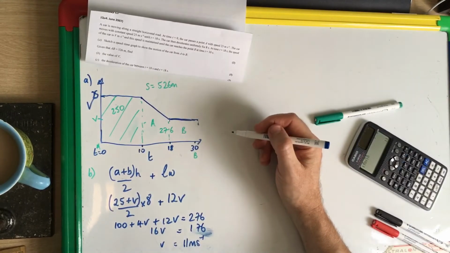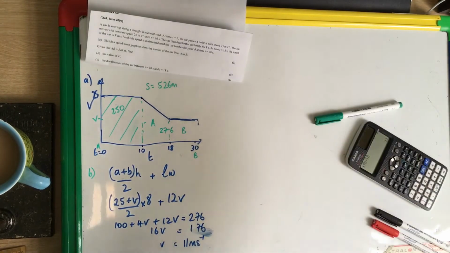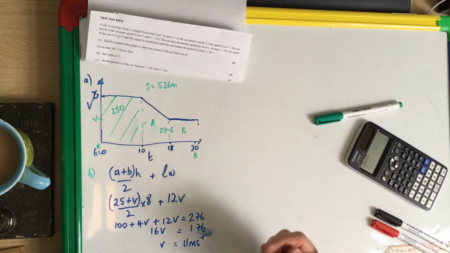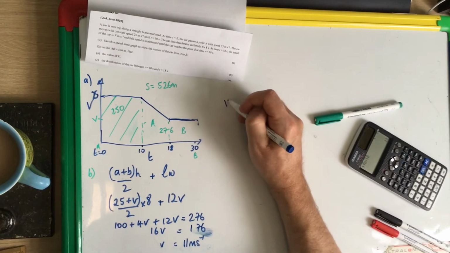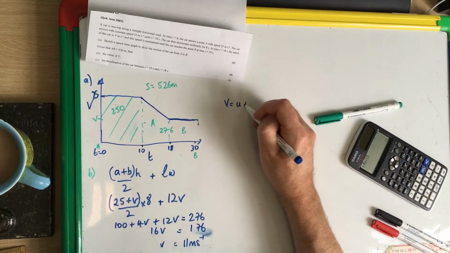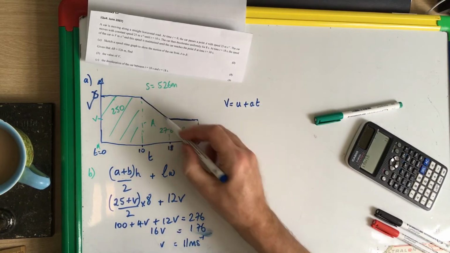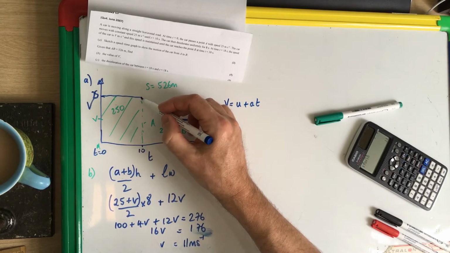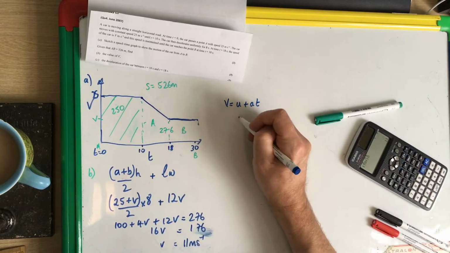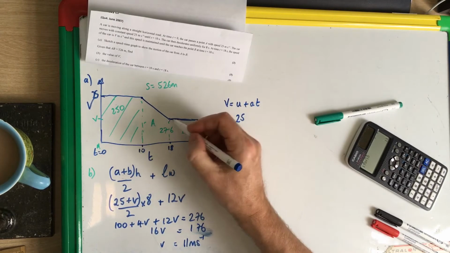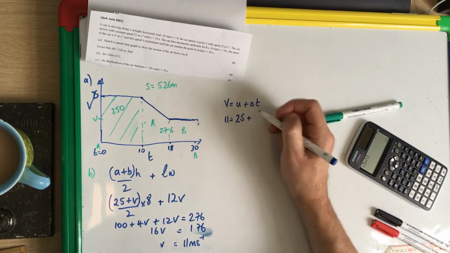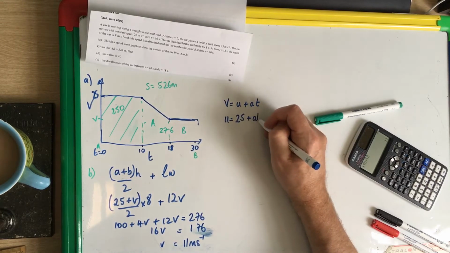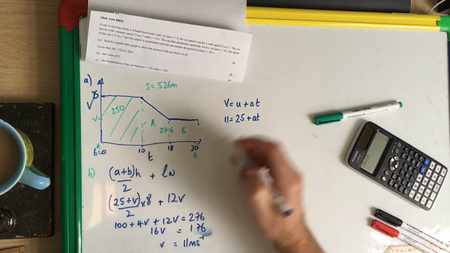Well, the deceleration, there's a few ways of doing that. We can use v equals u plus at. We could use equations of motion. Okay, and just look at this leg. So the initial velocity was 25, and the velocity that it reaches here is 11. Plus the acceleration, which we don't know, and it took us how long? It took us 8 seconds.